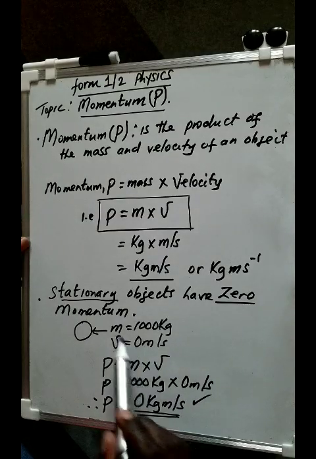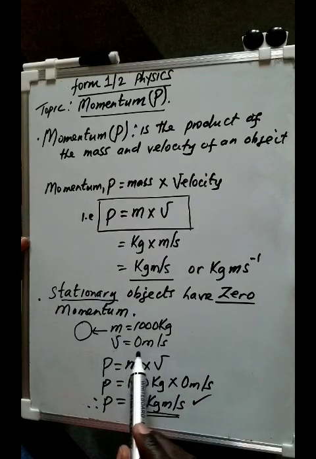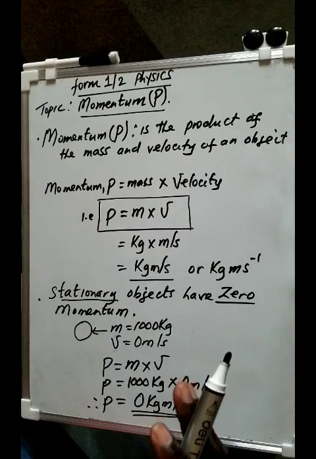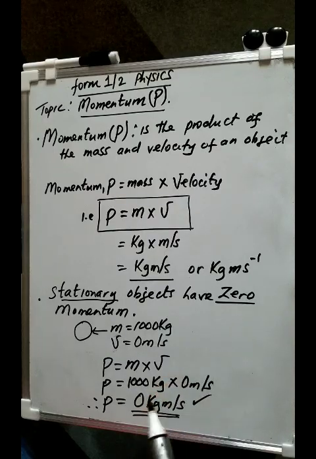Why? Because the object is stationary. In other words, it is not moving. So any stationary object has a momentum of 0. That is very important, that you need to take note of what we are calling momentum.